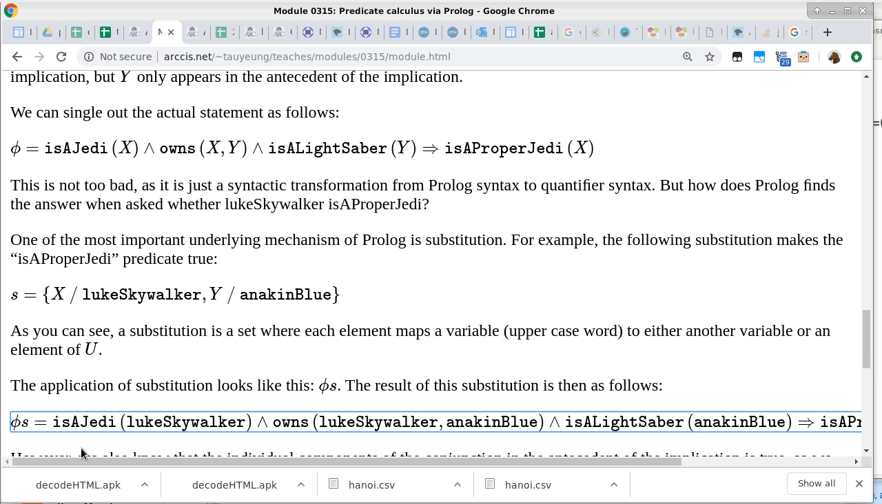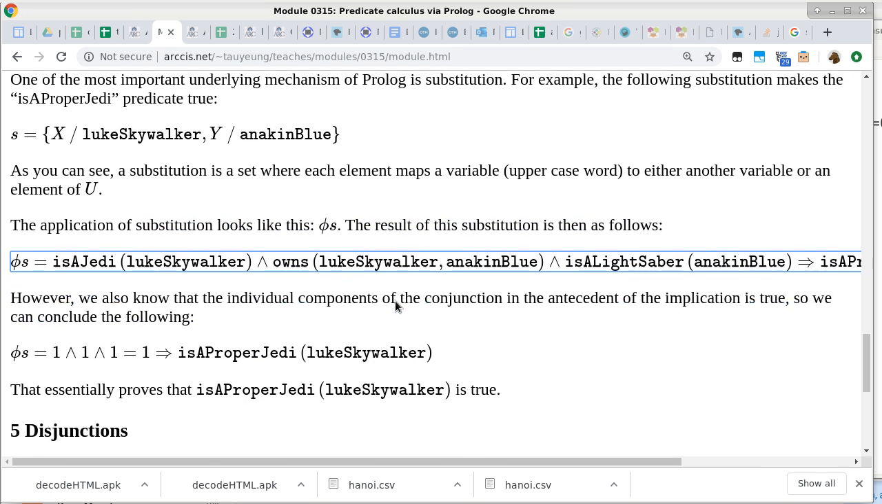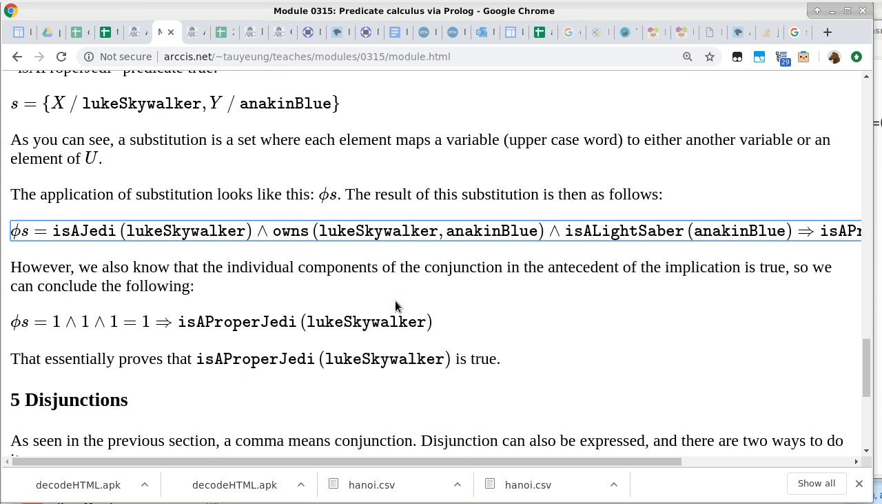Yep. Does Prolog use a notation like that for substitution, or is that just for us to describe it? This is for us to describe it. The substitution mechanism is hidden from you. As a result, you cannot specify the substitution mechanism. It's just how it works behind the scenes.